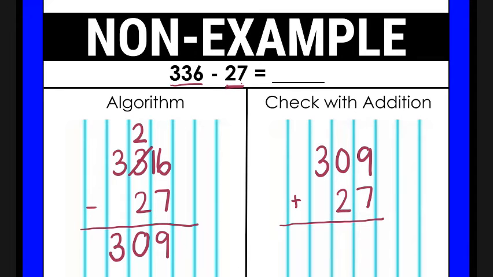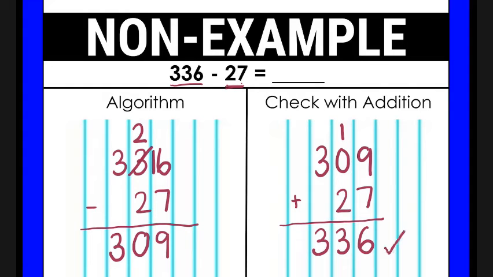Let's start in our ones. 9 plus 7. 9 plus 7 is equal to 16. So I need to regroup my 10. Now for my 10s, I have 1 plus 0 plus 2. That equals 3. And for my hundreds, I have 3 plus 0. That equals 3.